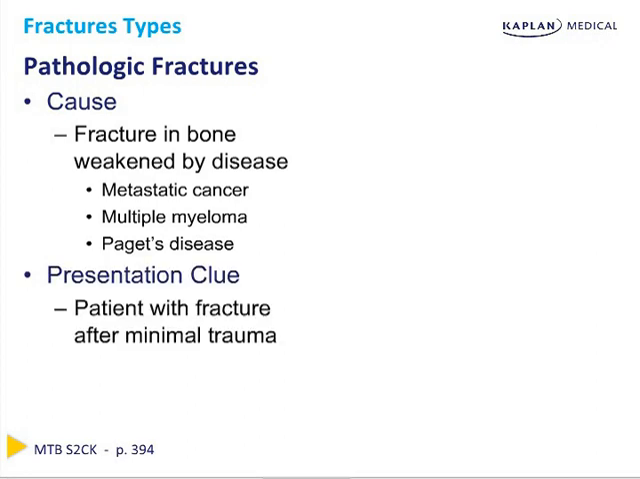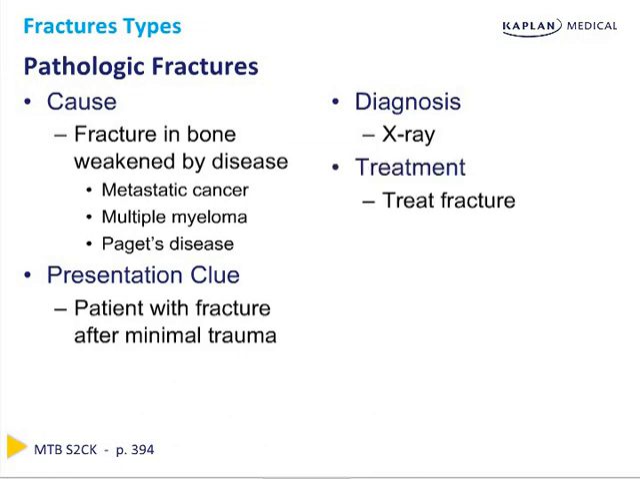They will also describe a scenario in which a fracture occurs with very minimal trauma, such as a rib fracture after coughing or a tibial fracture after bumping a table. Diagnosis is made via X-ray, and the key here is that if they ask about the management of these patients, you not only have to treat the fracture itself, but also must go hunting for the primary disease. So look for serum or urine protein electrophoresis if you suspect multiple myeloma, or a CT of the abdomen and pelvis if you suspect prostate cancer.